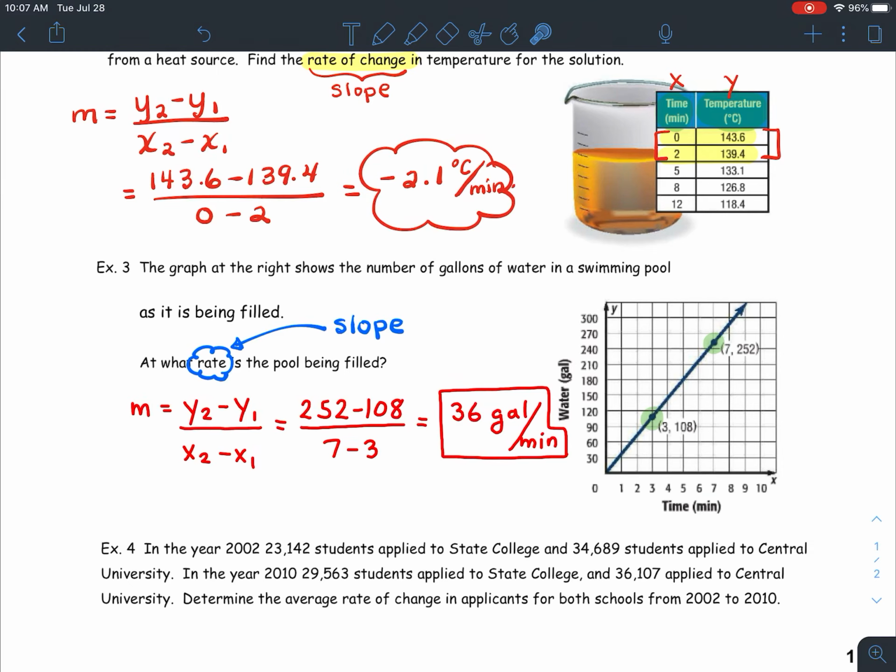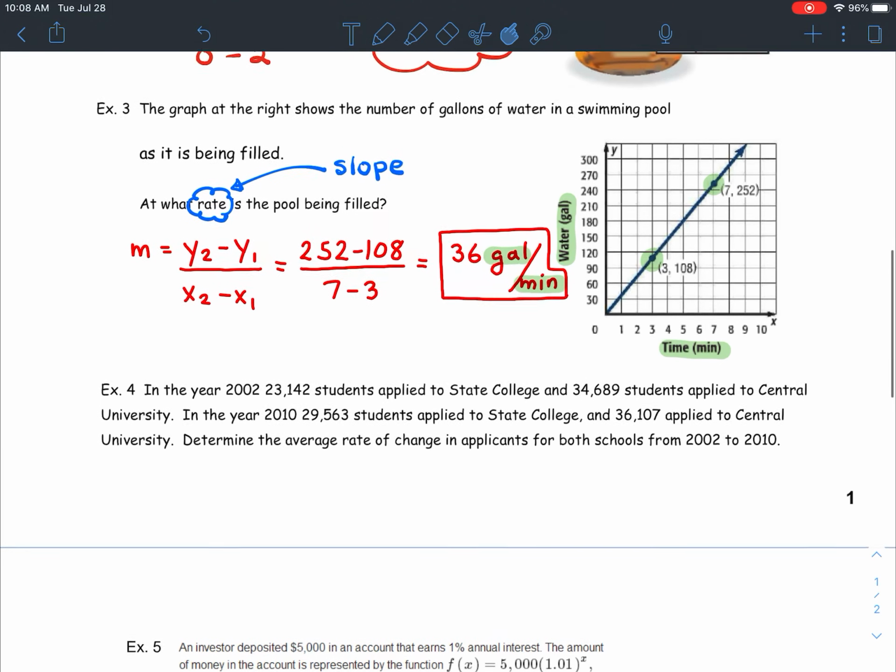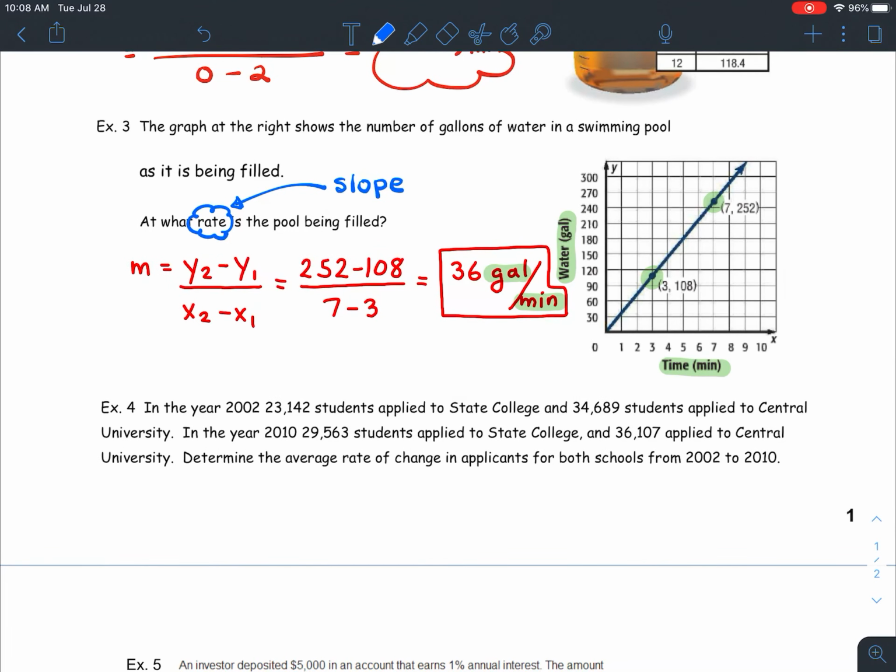Okay, please note that I labeled this gallons per minute. Gallons is the amount of water that was the y coordinate, and minutes is the time variable, which is the x coordinate. Very important on the word problems that you're always labeling them, and it is y coordinate over x coordinate. Okay, let's move down to example 4, where we find ourselves kind of having 2 problems in one.